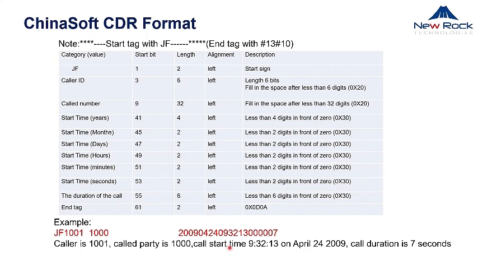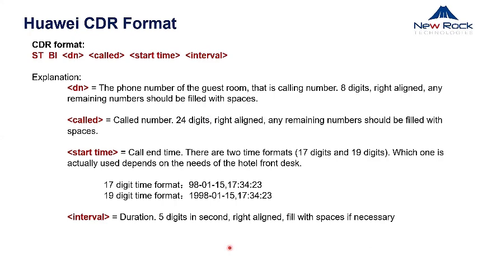So let's go with the next one, the Huawei CDR format. So this is the format for the Huawei. It starts with CDBI, then we have the DN. DN stands for the phone number for the guest room. Usually that is the calling number, and it's 8 digits. This one is the code number, so it represents 24 digits, right aligned.